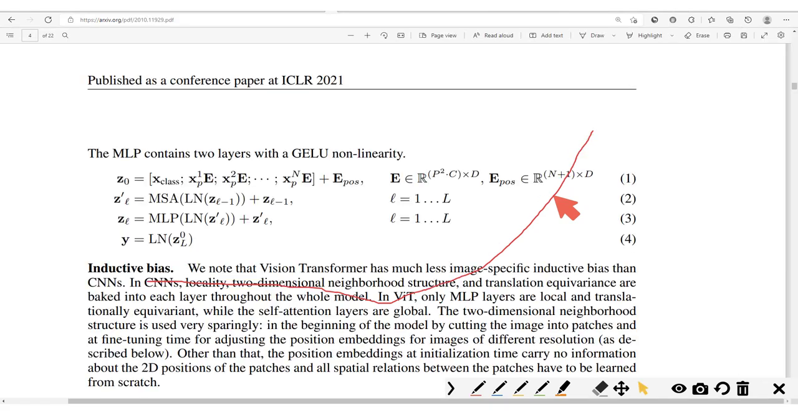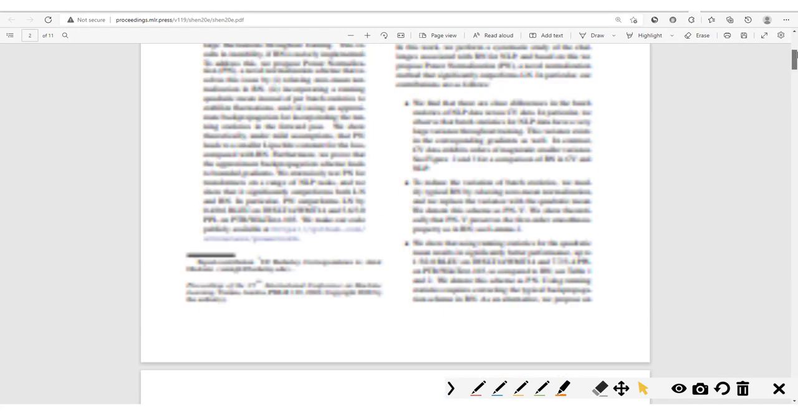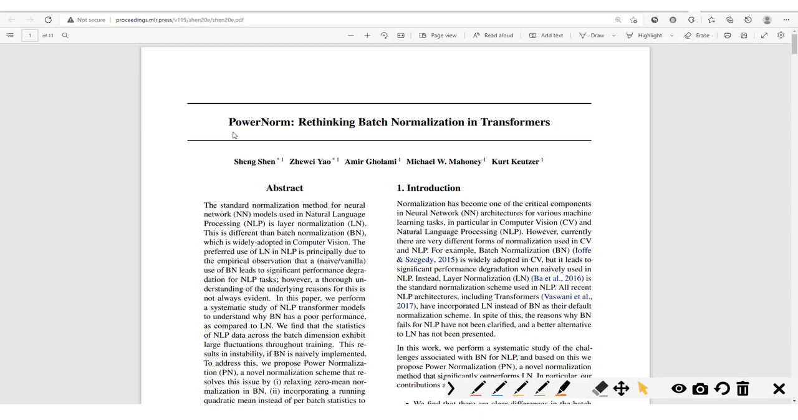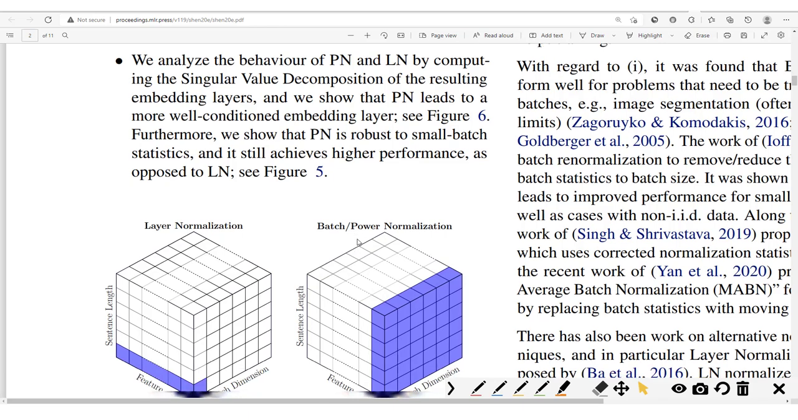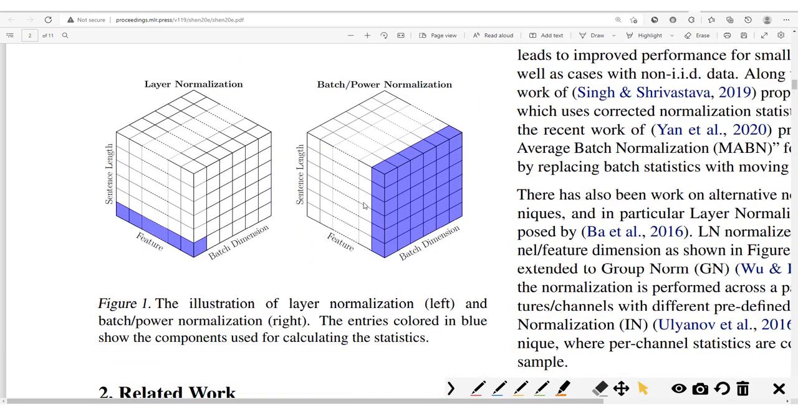So that's it. The type of normalization is the layer normalization, as we mentioned already. And the layer normalization here, we could visualize in this paper by Shen et al, entitled PowerNorm: Rethinking Batch Normalization in Transformers, where, let's zoom in, you see we have layer normalization and batch normalization put side by side. So with the layer normalization, if you consider some inputs, here we have the sequence length or the sequence dimension, we have the features or the embeddings, like a vector actually. So we have the different vectors, and then we have the batch dimension.